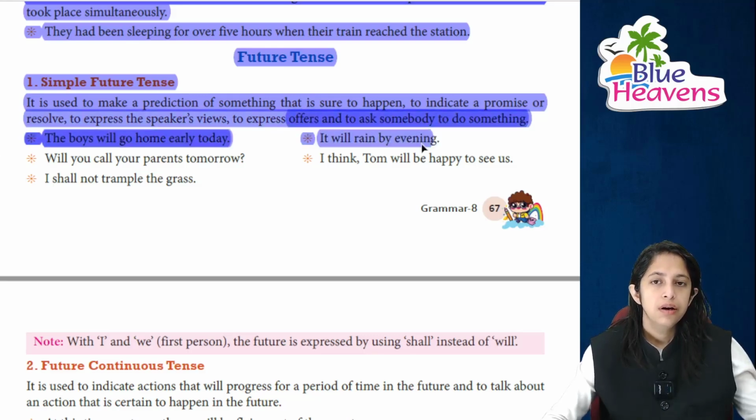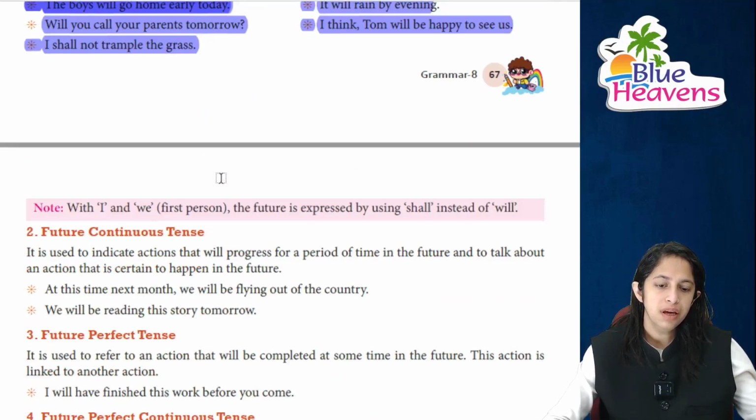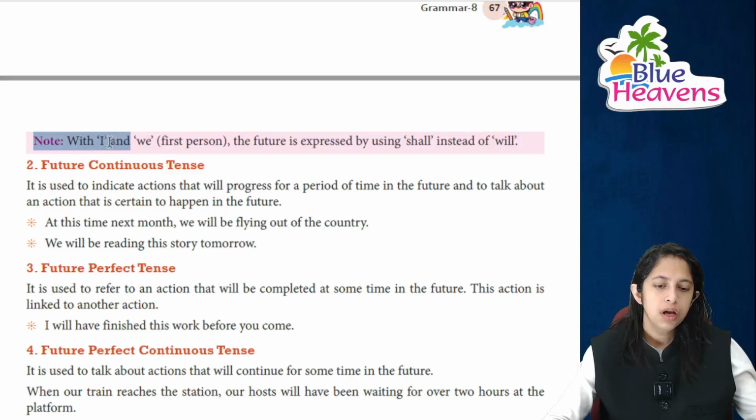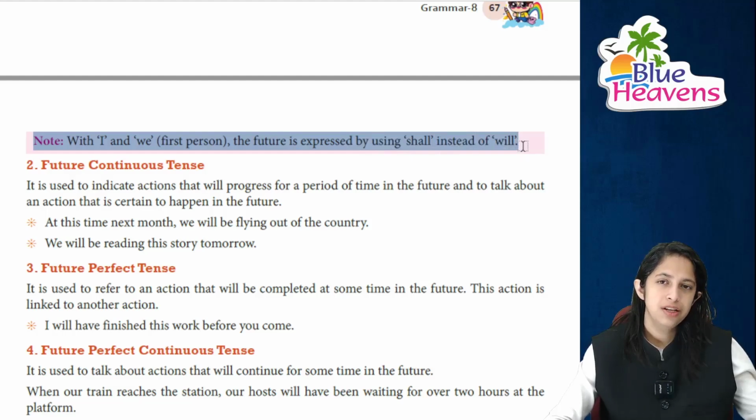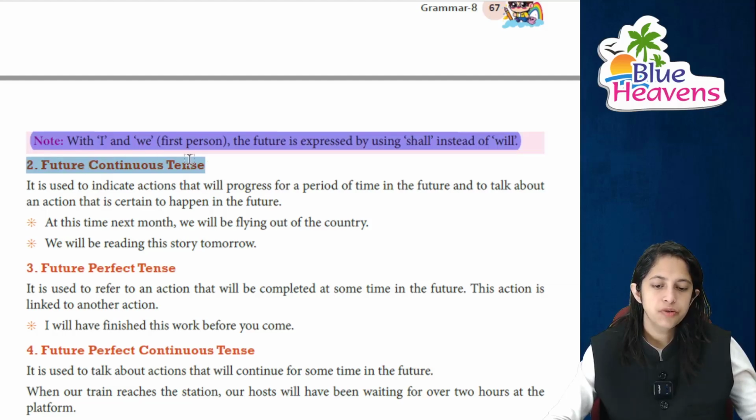Just say, the boys will go home early. It will rain by evening, right? Will you call your parents tomorrow? कल आप अपने parents को बुलाएंगे. I think Tom will be very happy to see us. And I shall not trample the grass. Grass को खराब ना करें. Note कि I और we जो कि first person है, future जो है, it is expressed by using shall instead of will, right?